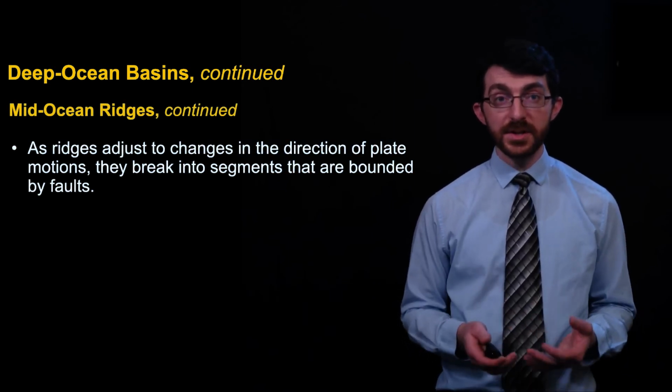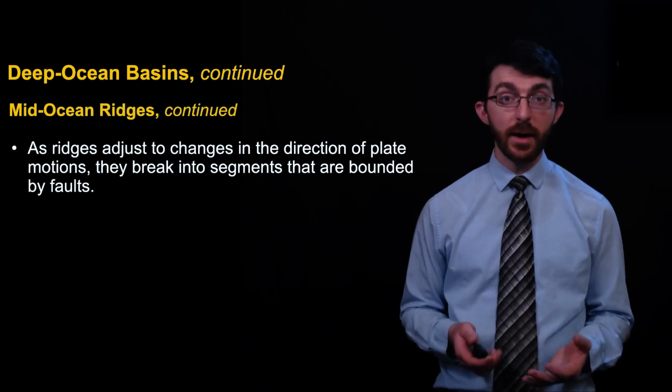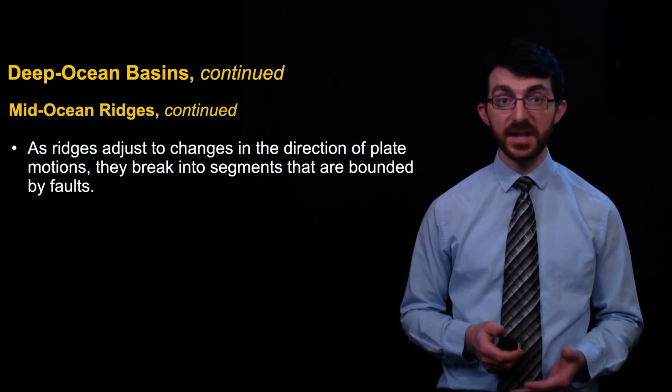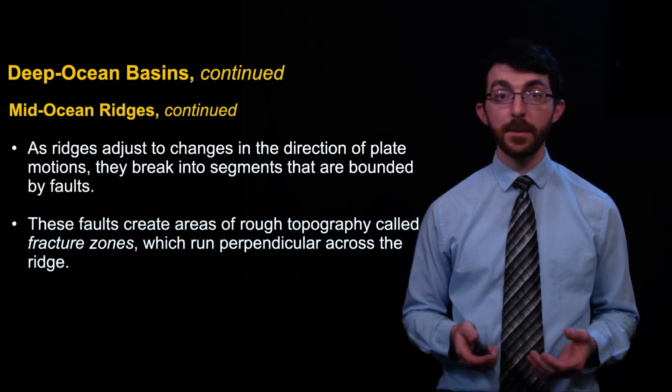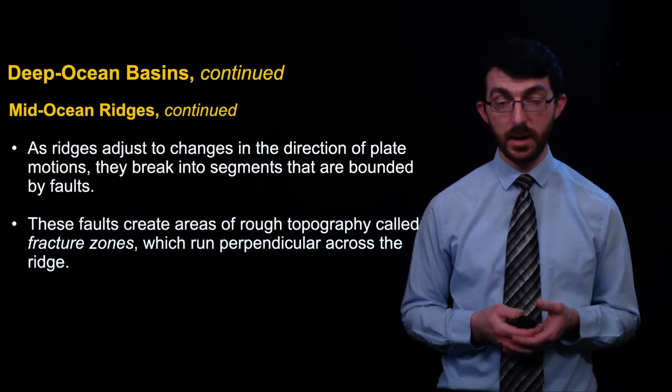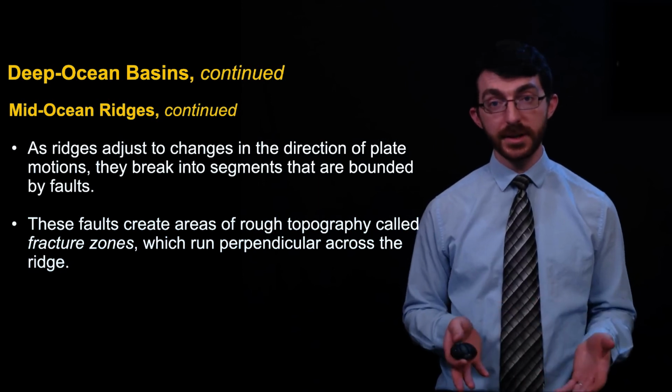As mid-ocean ridges adjust to changes in the direction of plate motions, they break into segments that are bounded by faults. And these faults create areas of rough topography called fracture zones, which run perpendicular across the ridge.